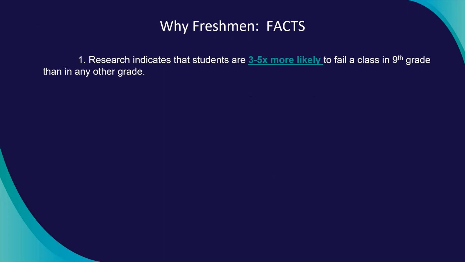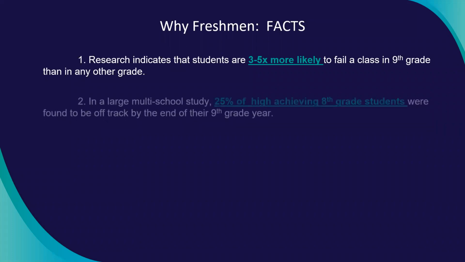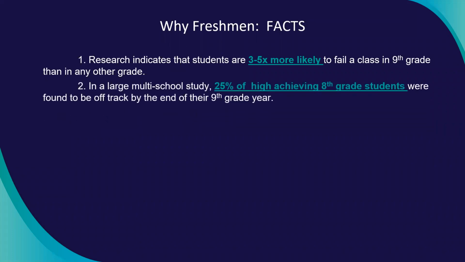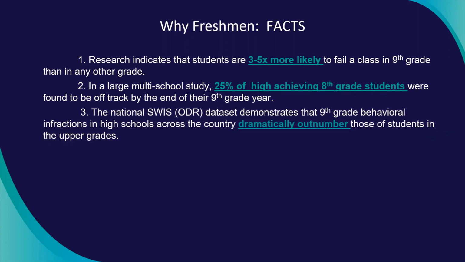So here are some freshman facts just to share. Research has indicated that students are 3 to 5 times more likely to fail a 9th grade class than any other grade. In a large multi-school study, 25% of high-achieving 8th grade students were found to be off track by the end of their 9th grade year. The National SWPBIS database, which tracks office discipline referrals, has demonstrated that 9th grade behavioral infractions in high schools across the country dramatically outnumber those of students in the upper grades.